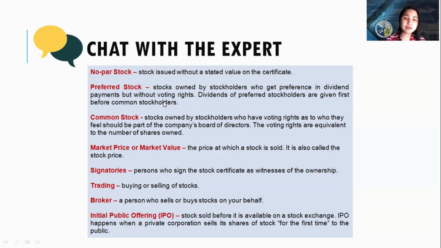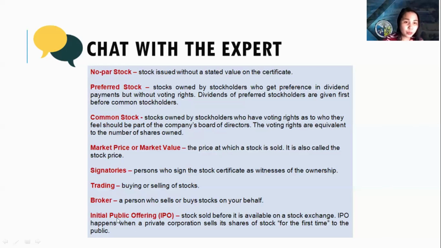The next one, the market price. The market price or the market value is the price at which a stock is sold. It's also called the stock price. The next is trading. Trading is the process of buying or selling stocks. And the one who sells the stocks on your behalf, you call that the broker.